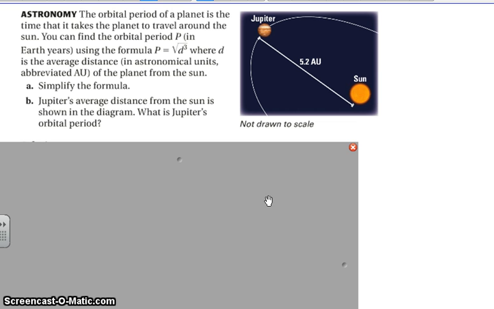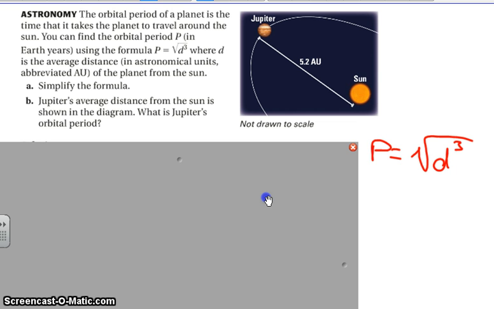So they give you this formula that talks about how long it takes a planet to travel around the sun. One rotation or one traveling around the sun by a planet is called a period. And a period is given with this formula, P equals the square root of d to the third. And d is a distance in astronomical units from that planet to the sun at the average distance. It does not go in a perfect circle. There's extreme lengths and then there's shorter lengths, right?